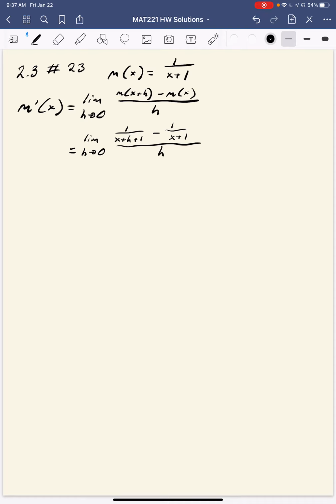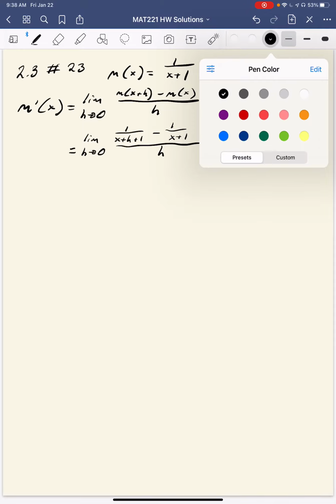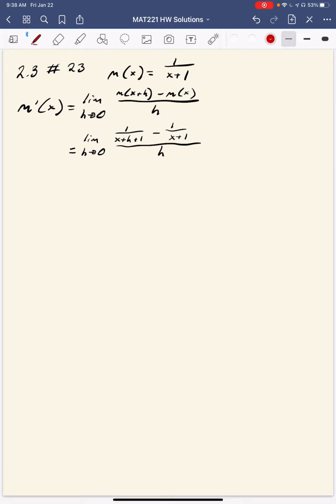Now I need to combine those two fractions in the numerator, and to do so I will need common denominators. So the first thing I'm going to do to these fractions in the numerator is find a common denominator. The way I do that is multiply the numerator and the denominator of this first fraction by x plus 1. Then I'll multiply the numerator and denominator of the next fraction by x plus h plus 1. And now that I have common denominators, I can combine those two fractions.